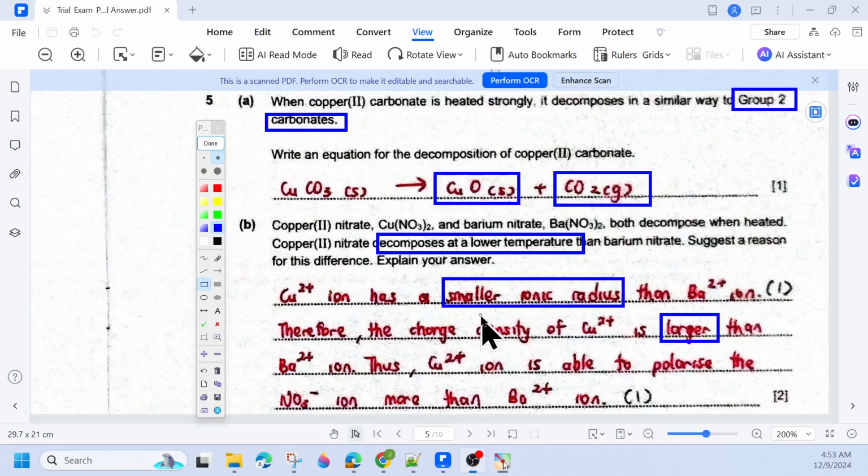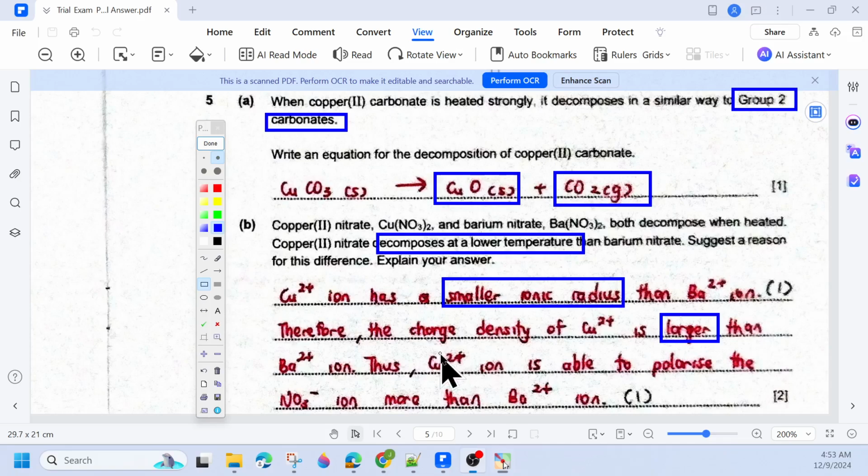Now, some of you may have written there, going down the group, the ionic radius is smaller, or bigger. Unfortunately, that cannot be accepted because copper and barium are not in the same group. So that is your 1 mark.